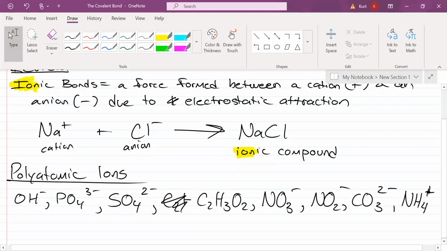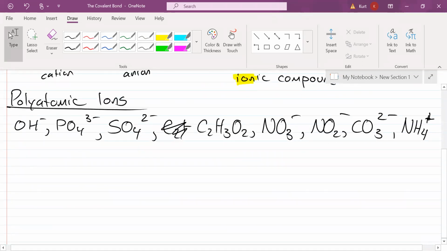So I want to be very clear about something that you're about to hear. I can't be any more clear than how crystal clear I'm going to be. There are no ions in covalent bonding. Got it? No ions whatsoever. No charges at all. Nada, nothing, zip.